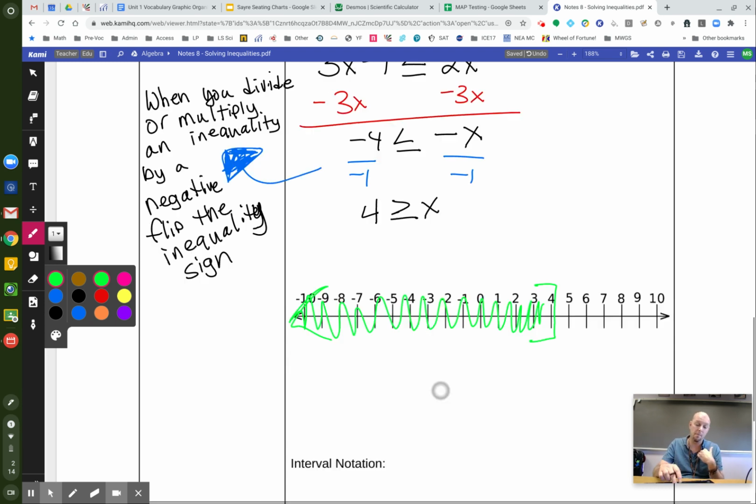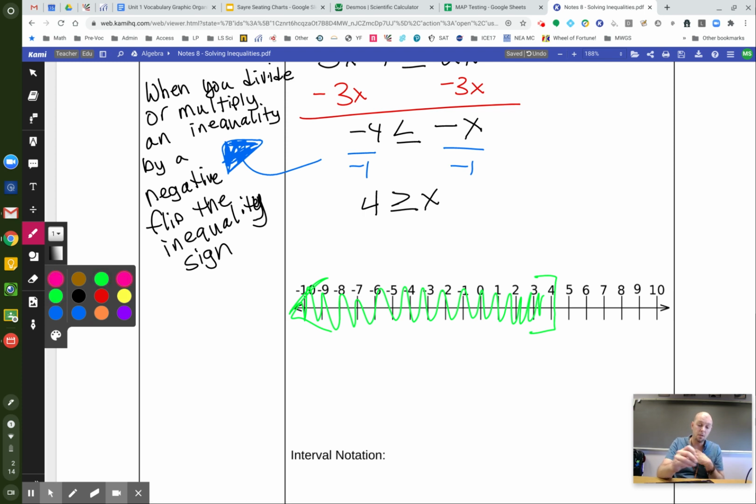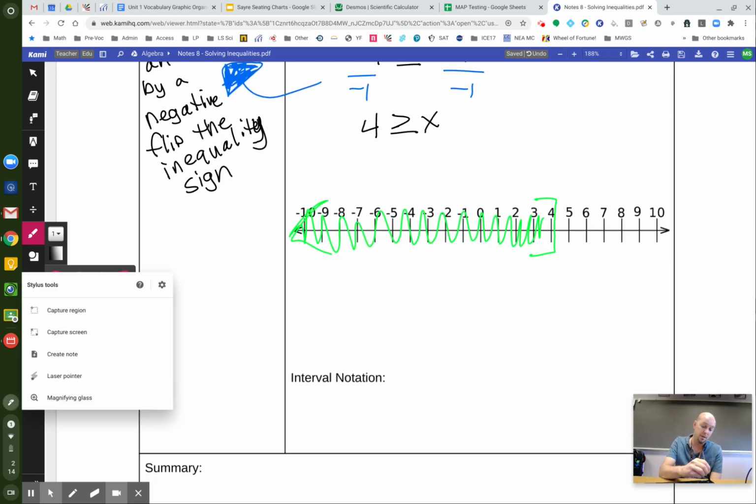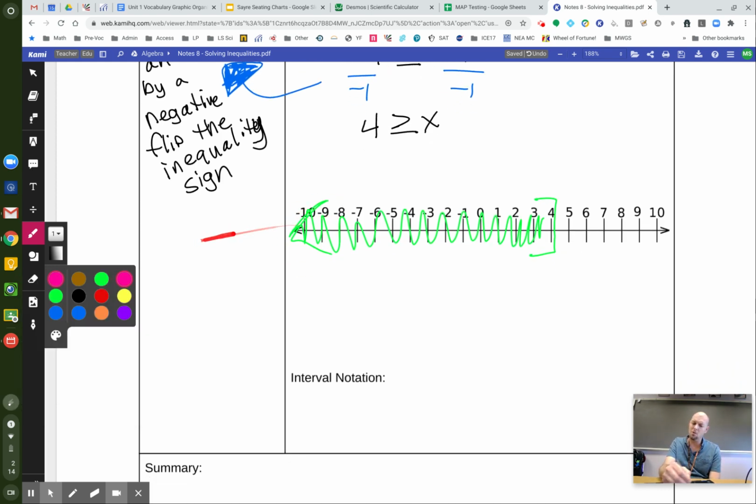Now when I do my interval notation, I'm going to start on the left and work my way to the right. If I start over here on the left side of the graph, I have this arrow going this way, and it's going to go that way forever. It's never going to stop. So I'm going to start with a parenthesis and negative infinity, because negative infinity is that way. Then a comma, and my graph goes this way and stops at 4, but it has a bracket. So I'm going to put 4 and a bracket, and that's my interval notation.